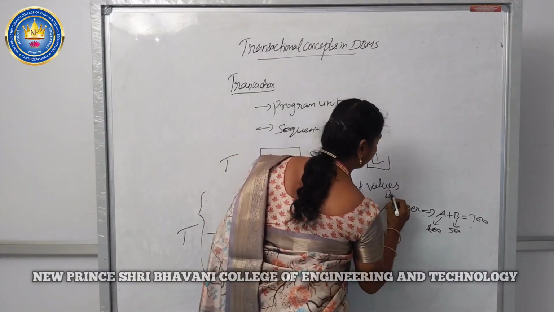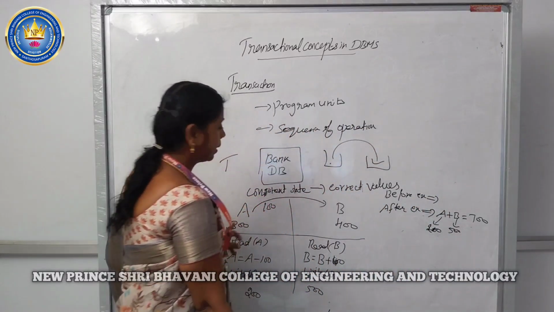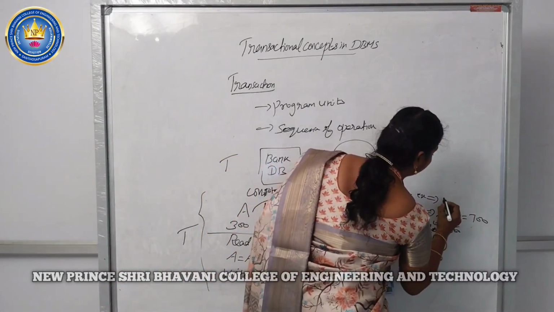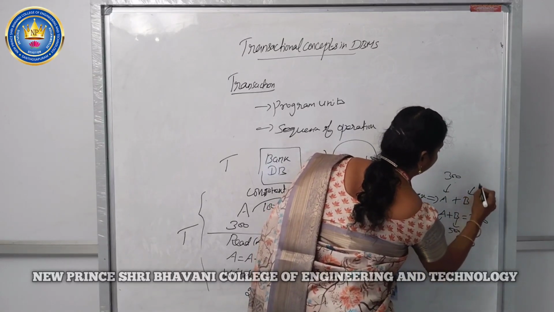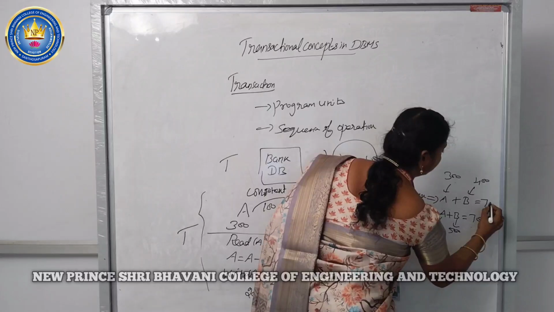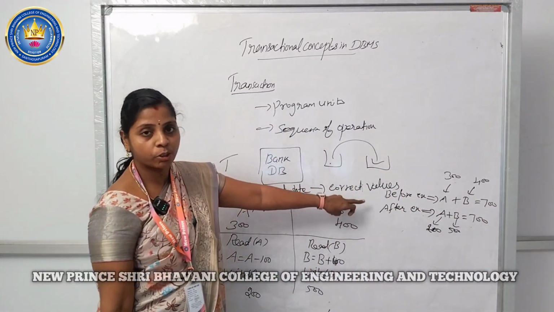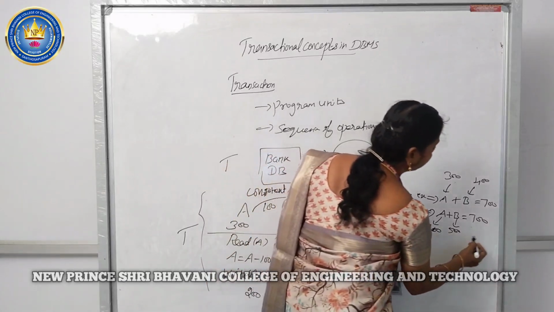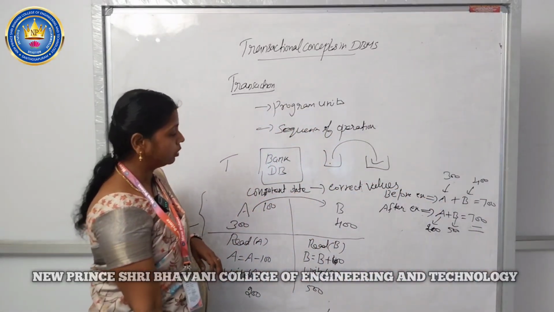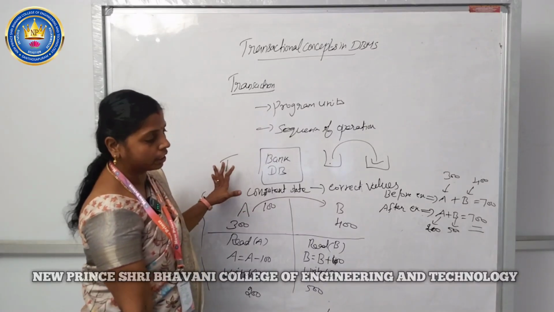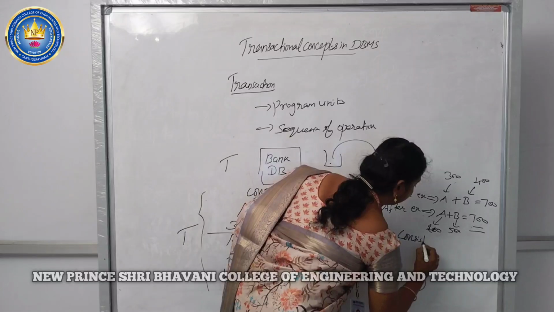Before execution, also A + B = 700. That is, A's amount 300 plus B's amount 400, so the total is 700. So before executing the transaction and also after executing the transaction, the total amount is 700. This is the consistent data or consistent database. So even if you perform any updates in our database, you should maintain consistency.